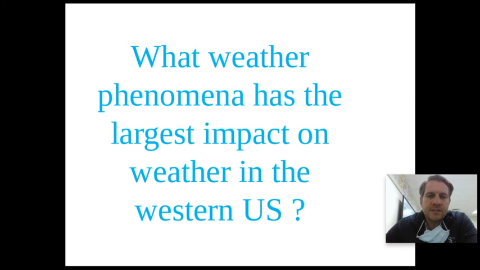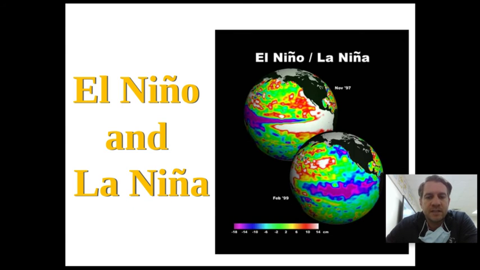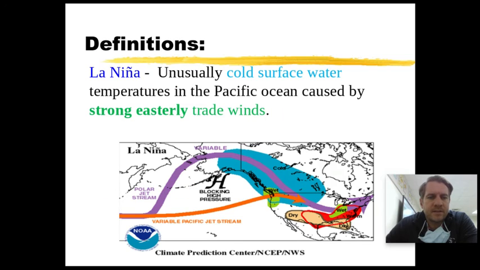All right, so which weather phenomenon has the largest impact on the weather in the U.S., especially the Western U.S.? People don't really think about it that much, but it's actually El Nino and La Nina. They have huge impacts on rainfall and weather systems throughout the country, really. So it's a big impact, right? And now the definitions of them.